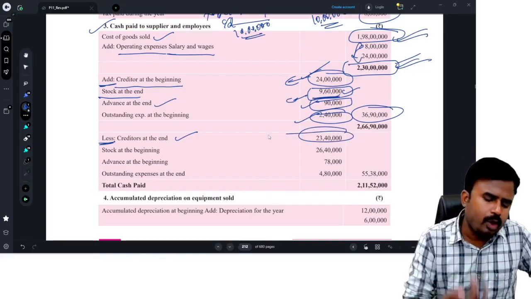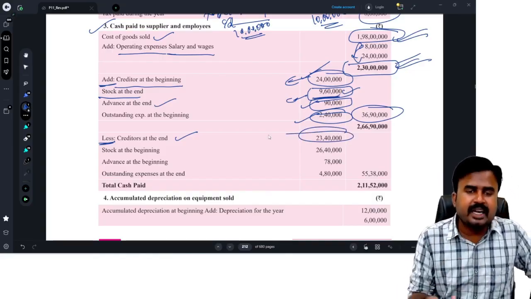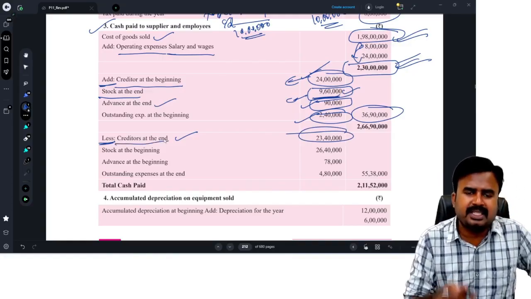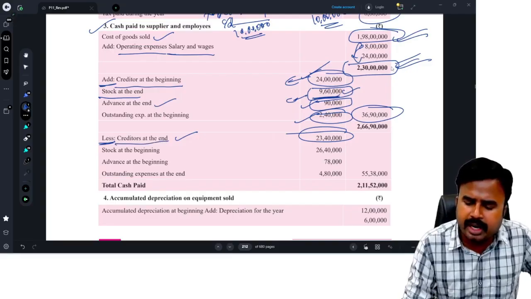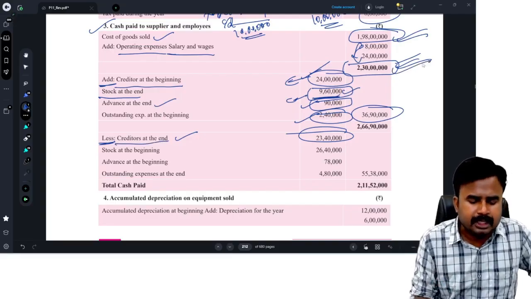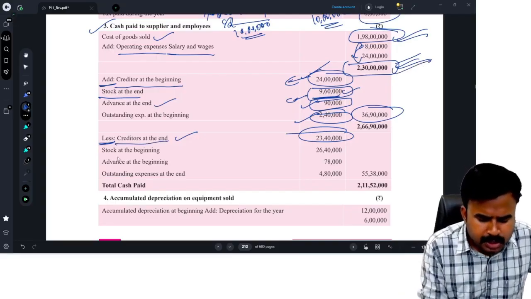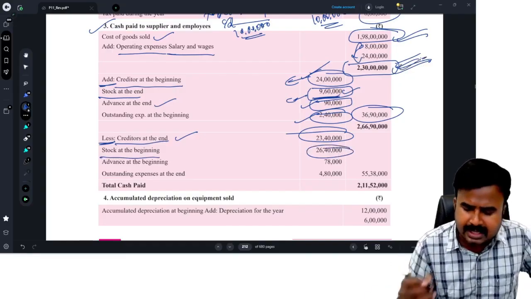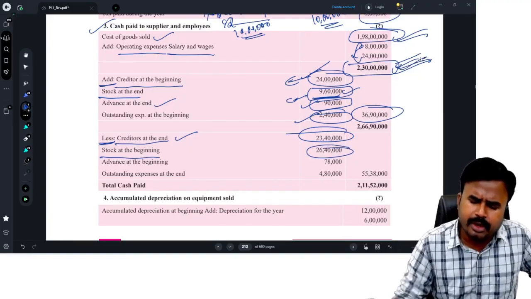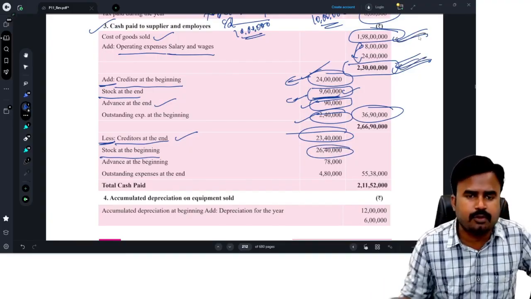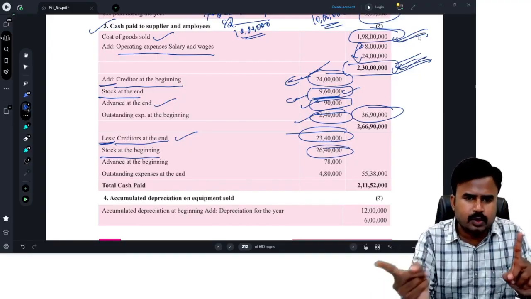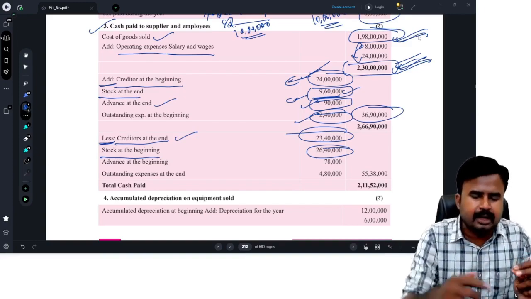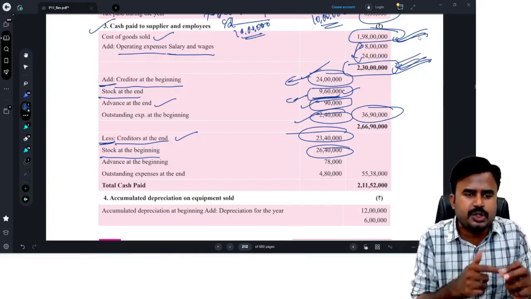So just like how you are adding opening creditors, the closing creditors should be deducted here. This creditors at the end of the period represents purchase of raw material, which is already included in 230 lakhs. For that, I never made any payment, so it should be deducted. So stock at the beginning. See, opening stock is already loaded in 230 lakhs. 230 lakhs is nothing but, if you take this 198 lakhs cost of goods sold, opening stock plus purchases minus closing stock. For opening stock, I don't need to make payment in the current year. Why? Because that is already a purchase of stock in the last year.